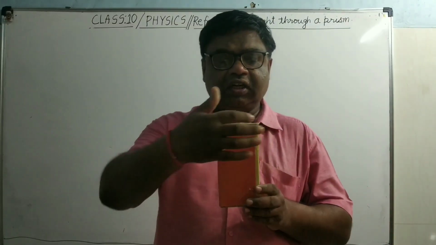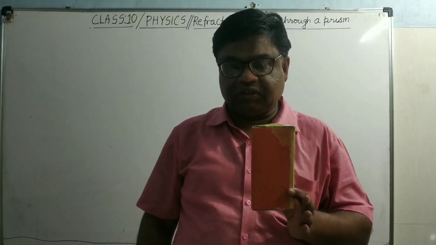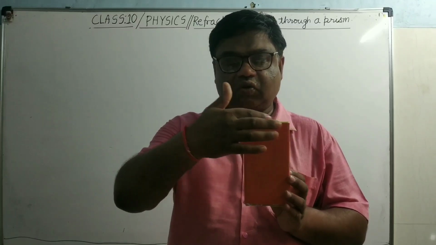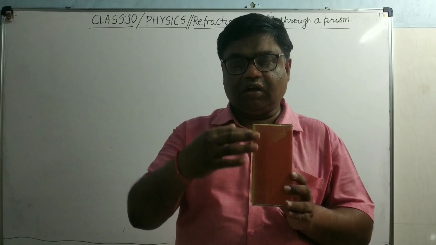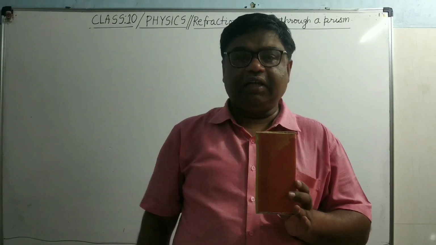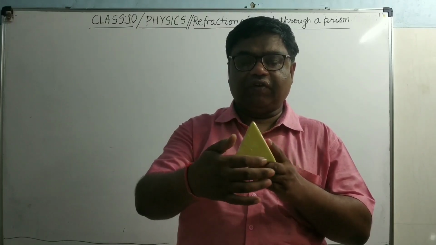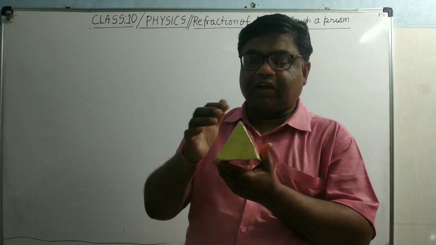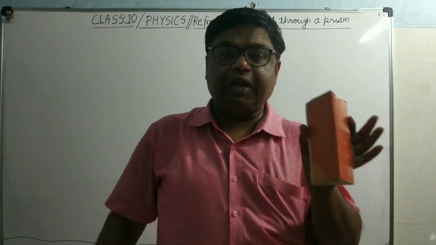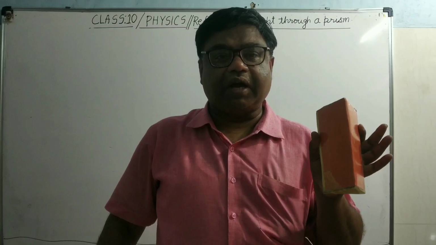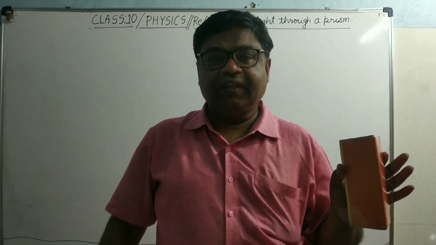You can see here, this is one rectangular face, this is another rectangular face, and this is the third rectangular face. So it is bounded by three rectangular faces and two triangular faces. One triangular face is this and the other triangular face is this. So what is a prism? It is a transparent optical medium bounded by three rectangular faces and two triangular faces.